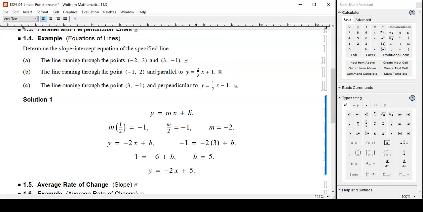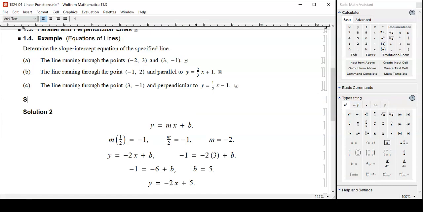Yeah, I use the slope-intercept equation and determine the slope because the product of two slopes is -1. And then after determining the slope, plug in a number to determine b. This is one way to handle it. That's not my favorite way though. So let's call it solution 2. And this is my favorite way.